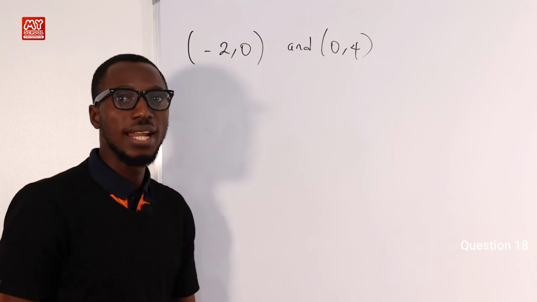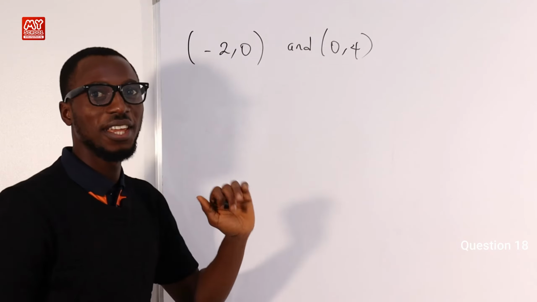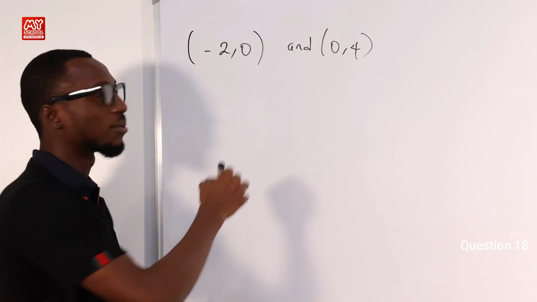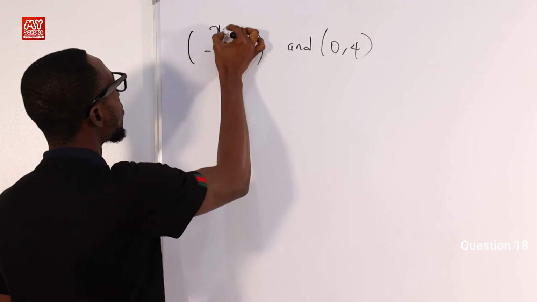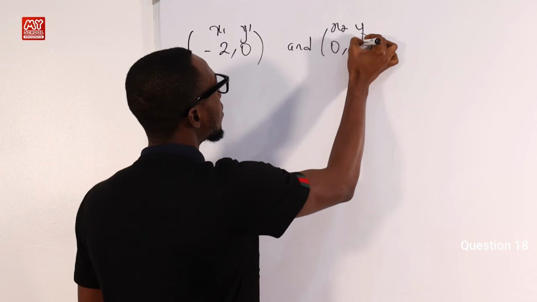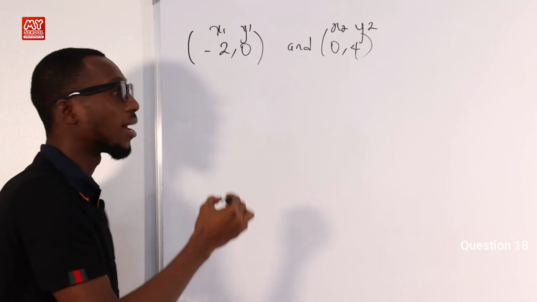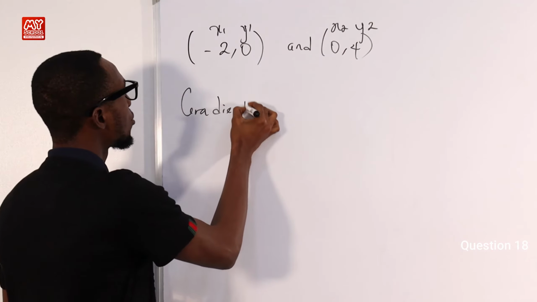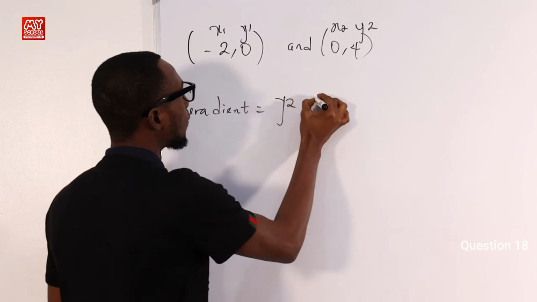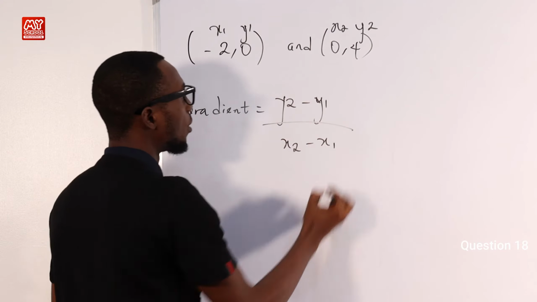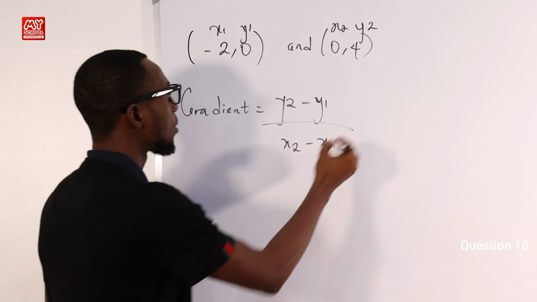So we just have to identify these values, according to x1, y1, x2, y2. So this is very easy to do. This is x1, this is y1, this is x2, and this is y2. So recall the formula for gradient, which is y2 minus y1 over x2 minus x1.